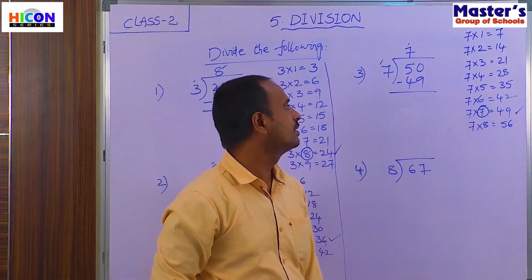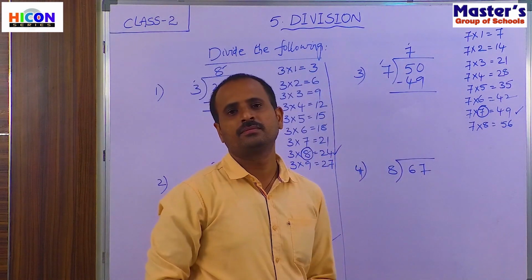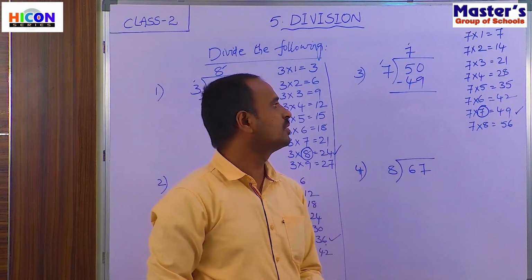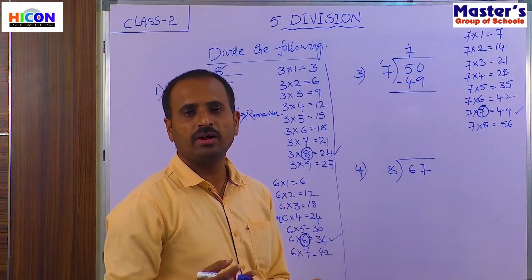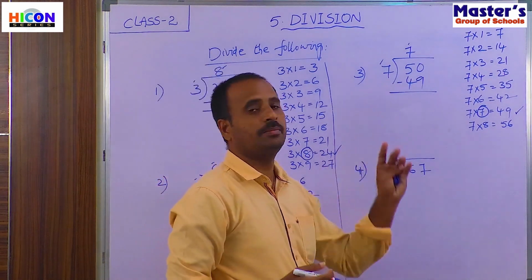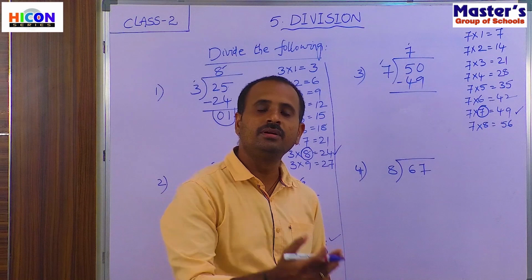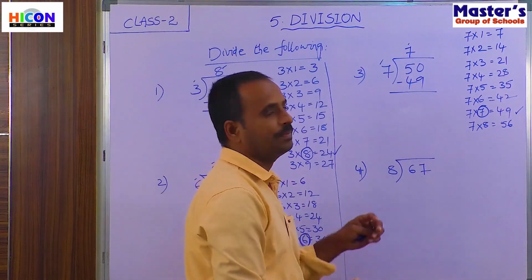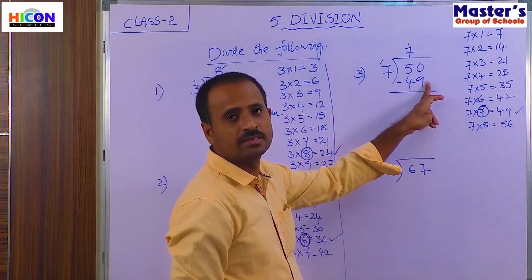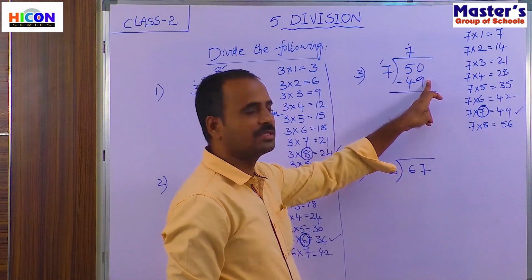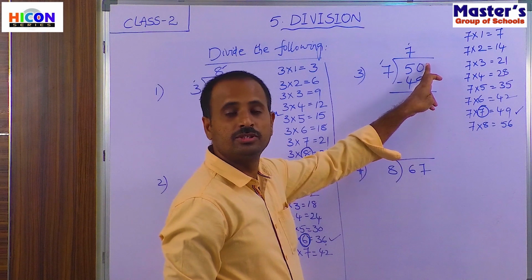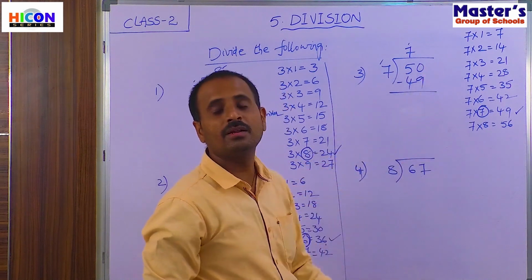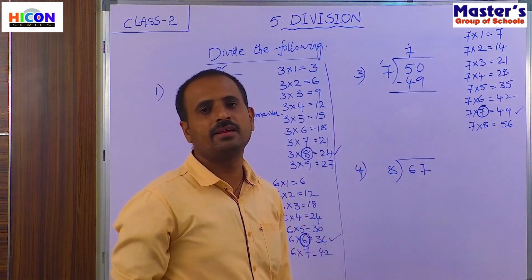Children, if you subtract 49 from 50, how many will be there? If you subtract 49 from 50, how much will be there? There will be 1. Or you can do this subtraction by carrying. Already you have learned in the previous chapter. So first subtract the digits present in the ones place. So here 0 and 9 are present in the ones place. And we cannot subtract 9 from 0 because 0 is a smaller number, 9 is a greater number.